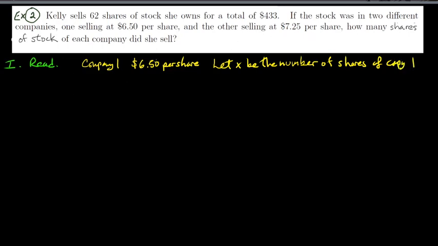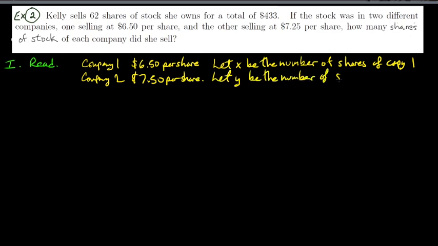Okay, so for the other company was $7.25 per share. Right. So we'll call that Y. Let Y be the number of shares of company Y, company 2, right? Okay. So far so good. Right. So step 2. Now we have to translate all this into equations.